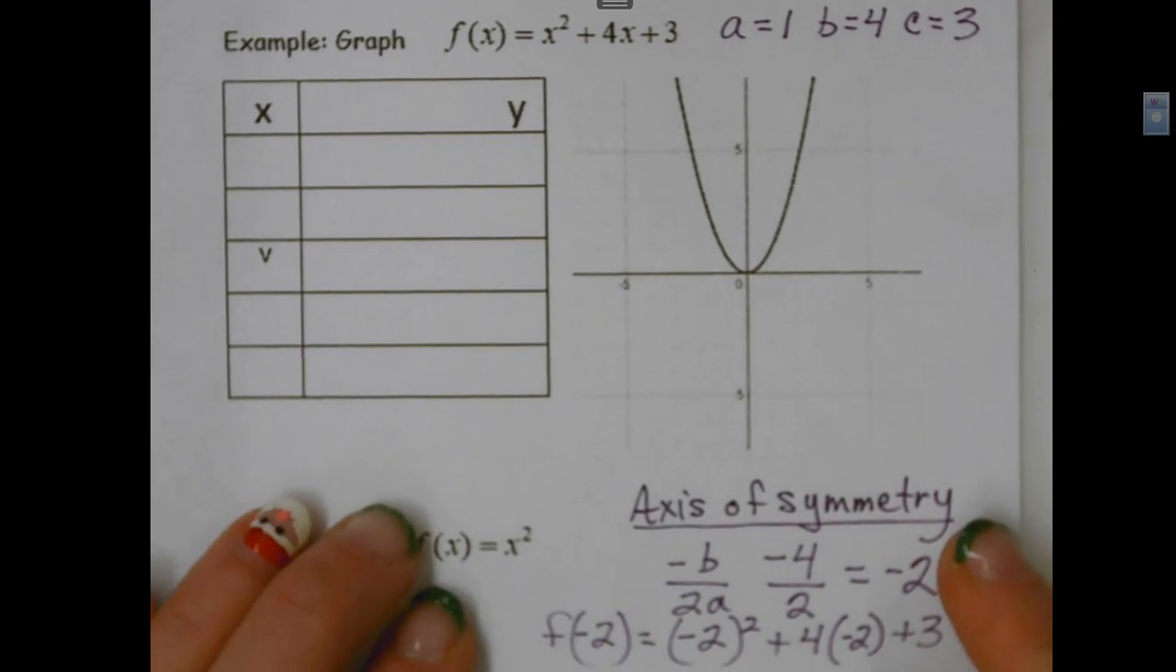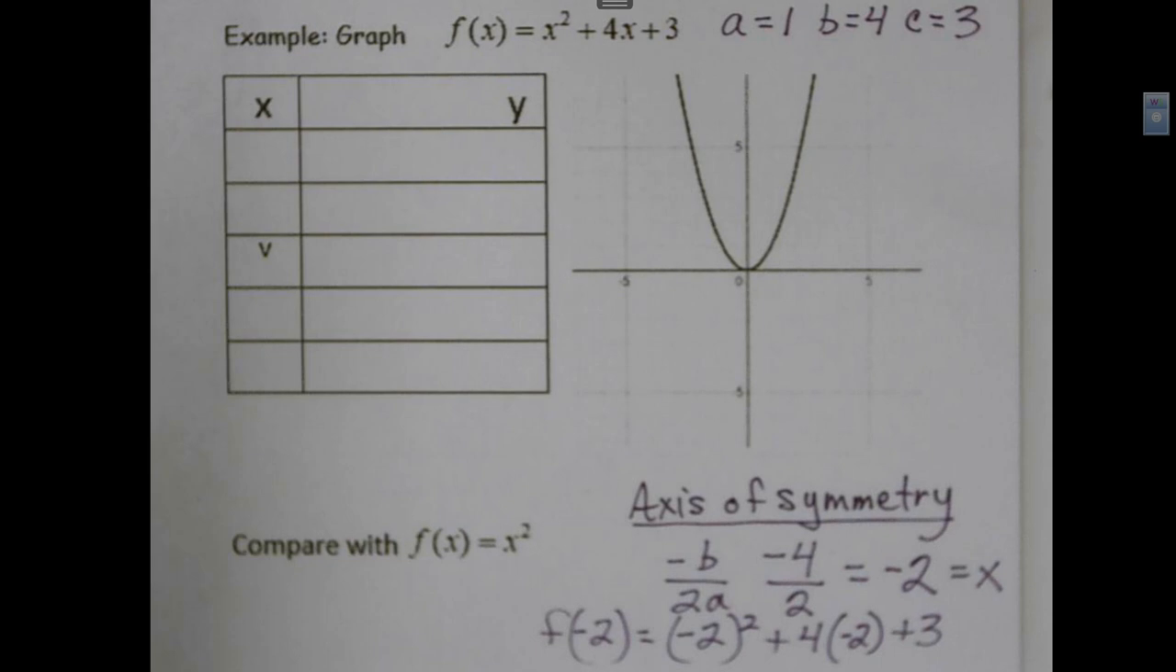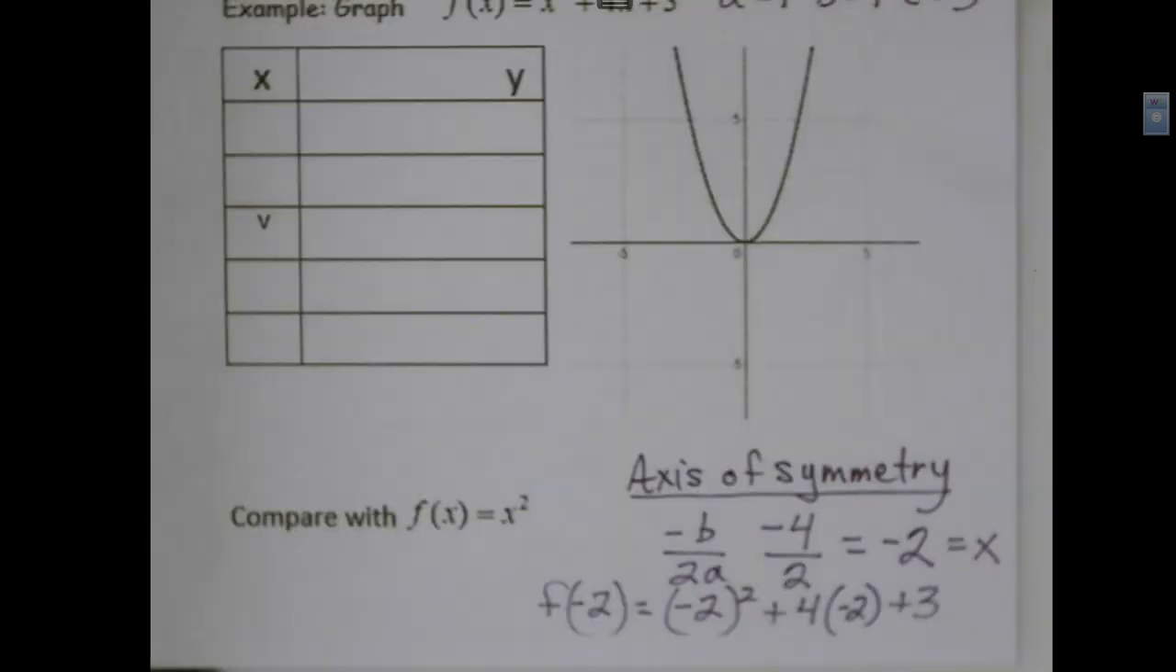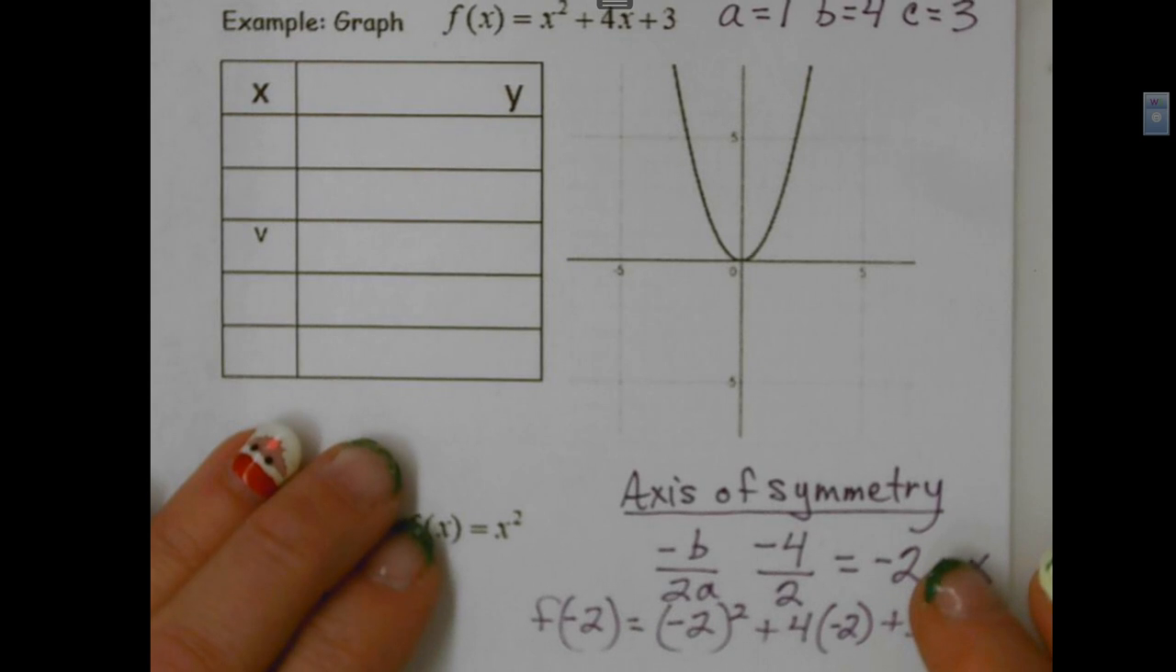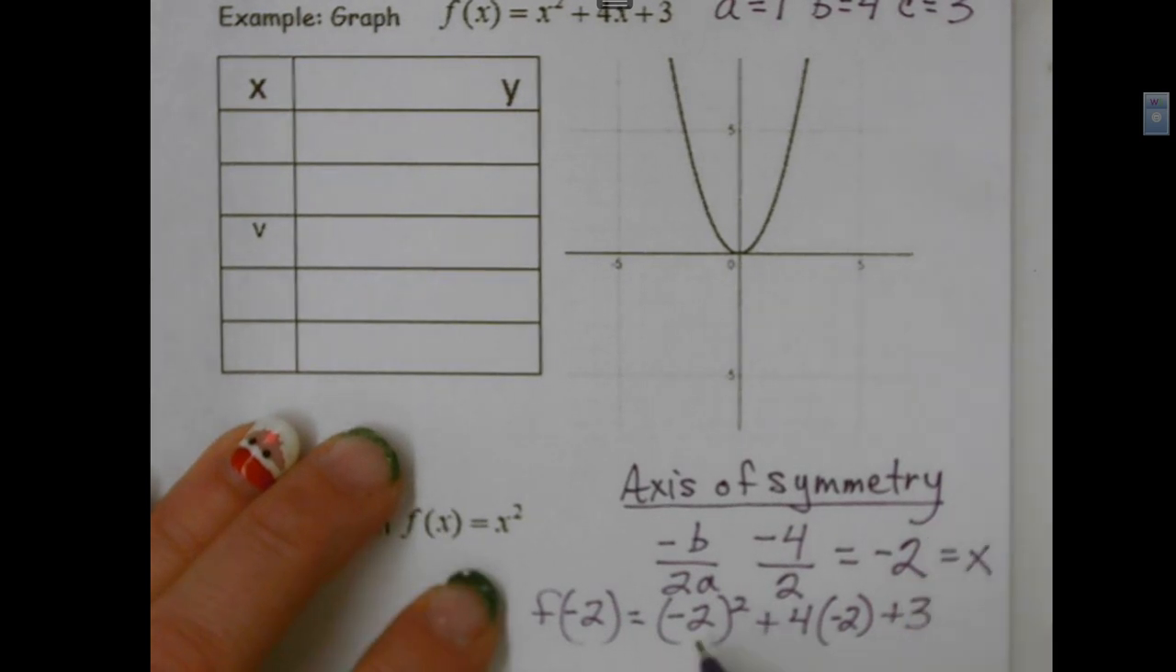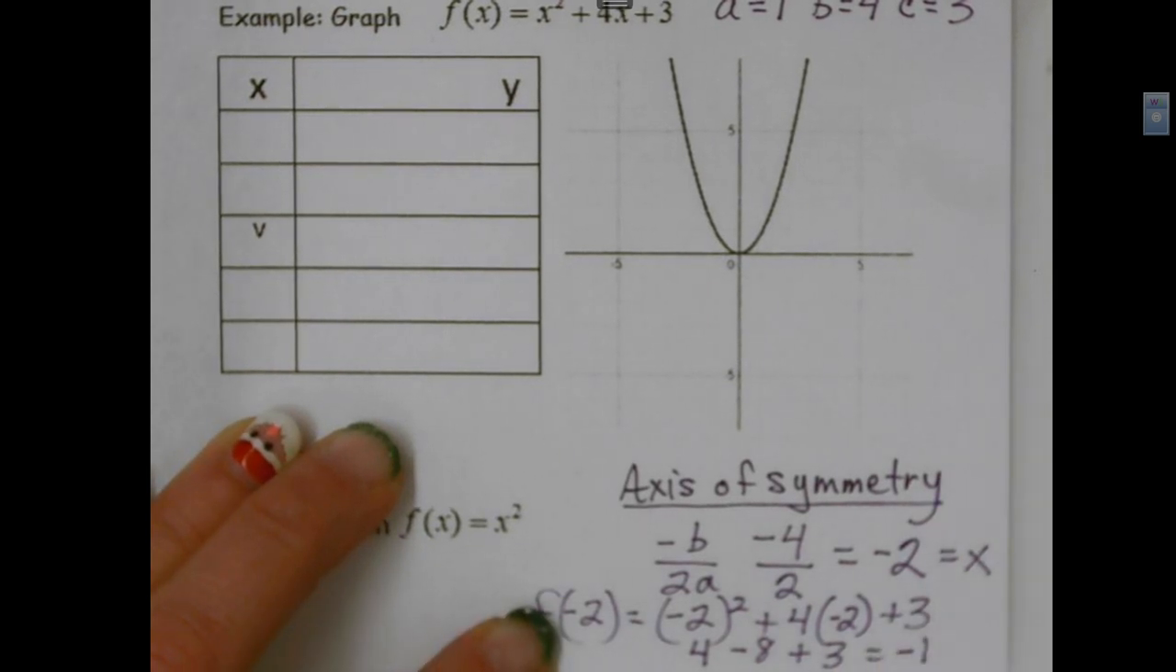Now, some of you may need a calculator. Some of you will be able to do this mentally. Okay, so feel free to do what you need to do to get this solved. I'm going to do it mentally. Negative 2 times negative 2 is 4. 4 times negative 2 is negative 8. And then add 3. Now you can put plus a negative 8, or I'm just going to keep it minus 8. Now I always like adding those positive values. 4 plus 3 is 7. 7 plus a negative 8 would equal negative 1. And that's going to be my y value.